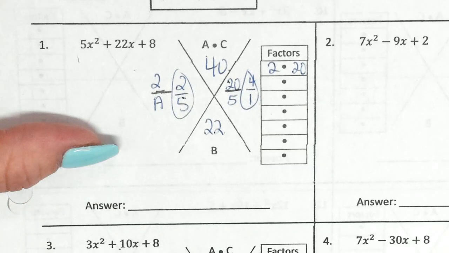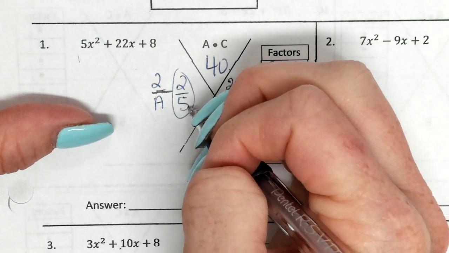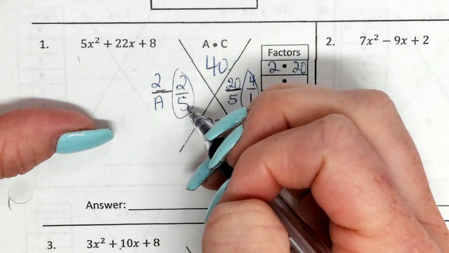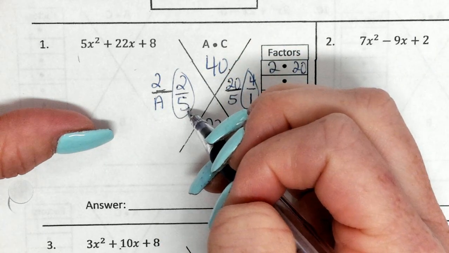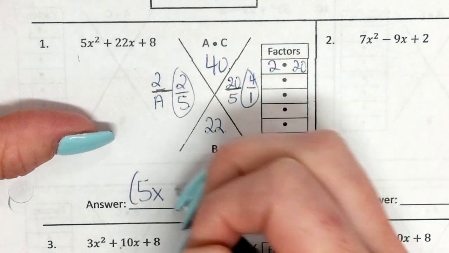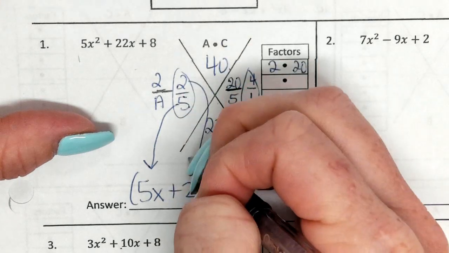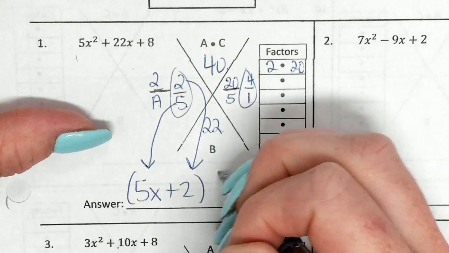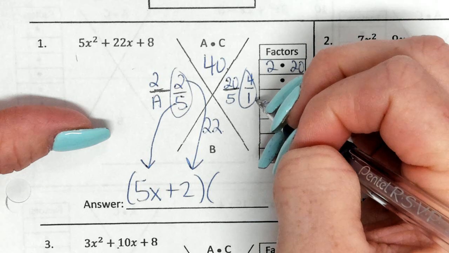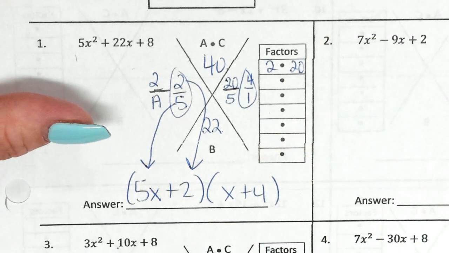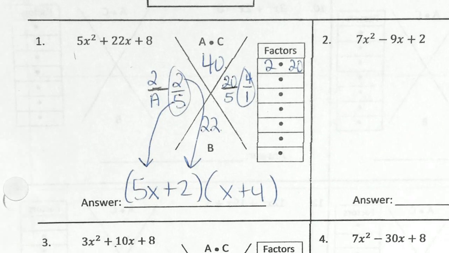Now I do bottoms up. So this is going to be 5 times, bottoms up, this gets the x. So I have 5 times x plus 2. So this term goes first with the x. That one goes second. How would I write the next one? 1x plus 4 or just x plus 4, either way. So the only thing we're adding in today is the fact that you probably will have to simplify a fraction.